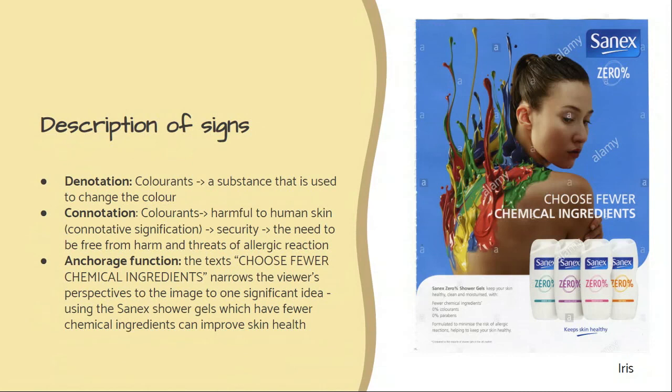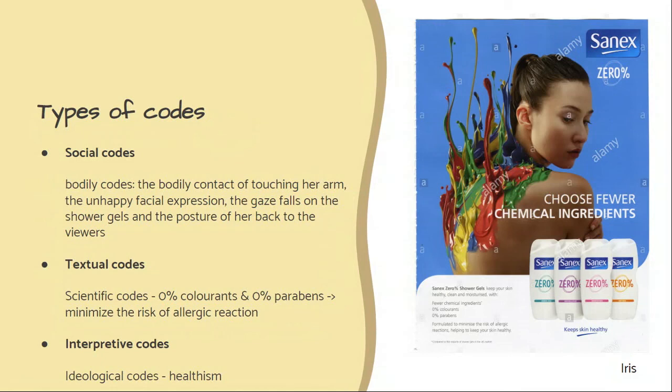There are 4 ways to describe signs. For denotation, colorants denote a substance that is used to change the color of something. Colorants can also be connotative and related to the sense of security, which is the need to be free from the threat of allergic reaction. For the encourage function, the text "choose fewer chemical ingredients" emphasizes the significant idea of Sanex shower gels consisting of fewer chemical ingredients.